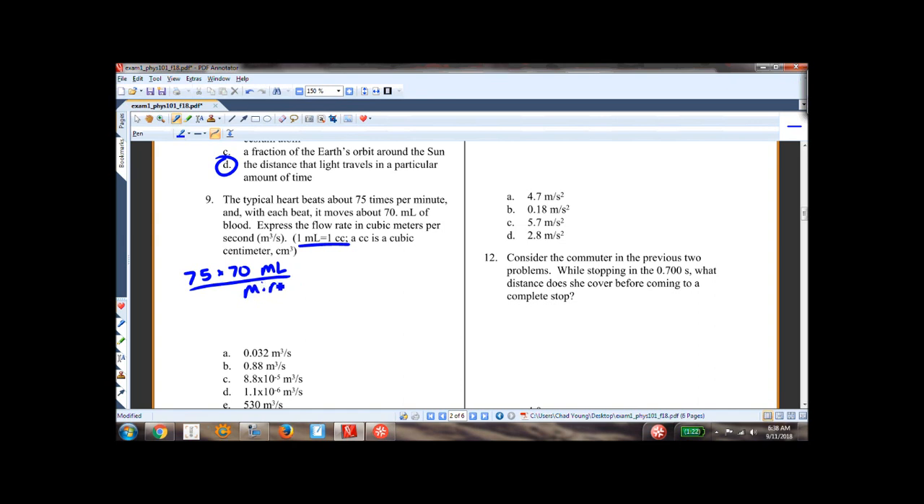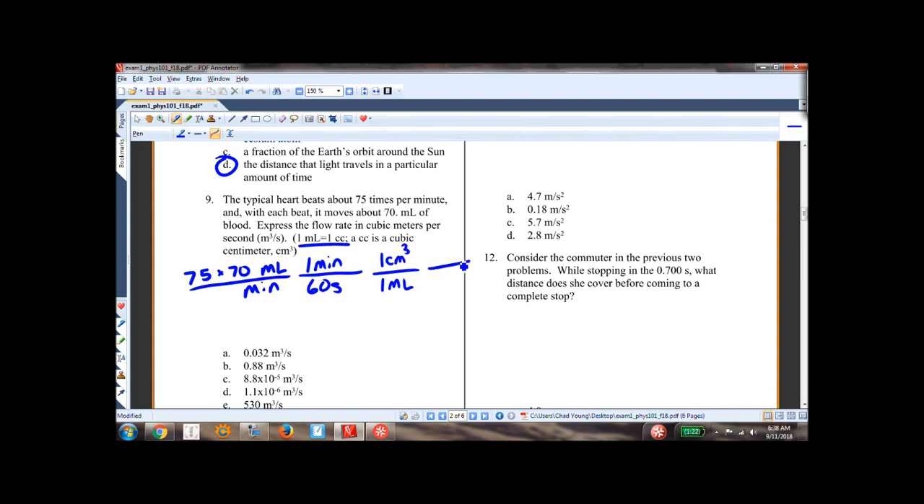Right, if it beats 75 times per minute, and each time is 70 milliliters, then I just multiply the two to get the number of milliliters per minute. Now let's do the minutes. So I know that 1 minute is 60 seconds. And now let's do the milliliters. I know that 1 milliliter is 1 cubic centimeter.